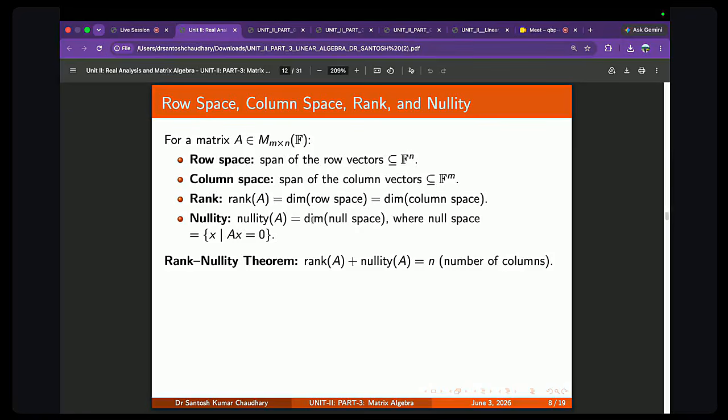Further, there are properties, I think. So this is one example we have. You can just check. We have taken a 2 cross 3 matrix, and the first row is 1 2 0. The second row is 0 1 1.